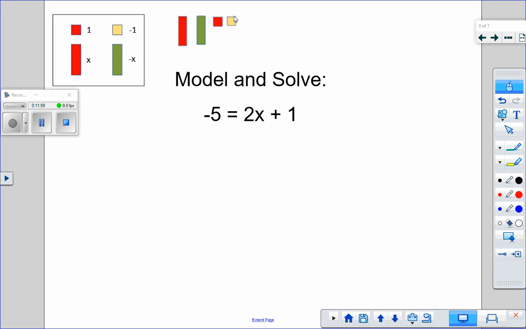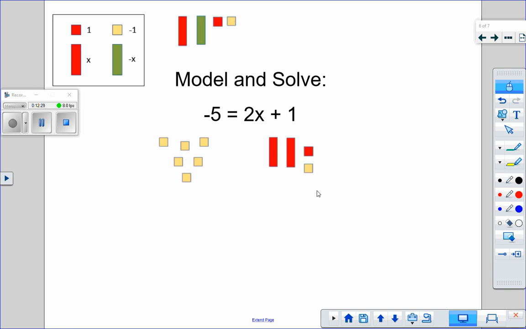Okay, so what you should have done is you should have gotten 5 negatives. 1, 2, 3, 4, 5. And then on the other side, 2 positive x's. 1, 2, and a positive 1. Okay, so I need to always start on the side that has my variable. So I have a positive 1. The opposite of a positive 1 is to have a negative 1. And if I do it to one side, I do it to the other.